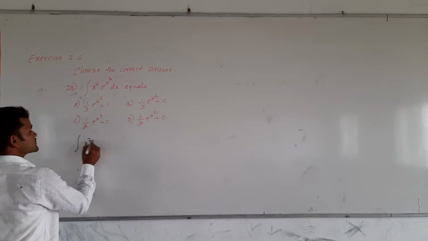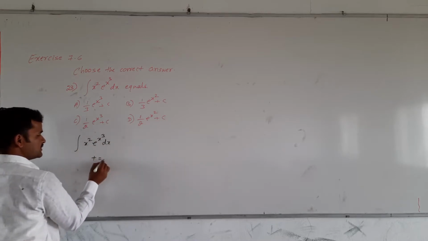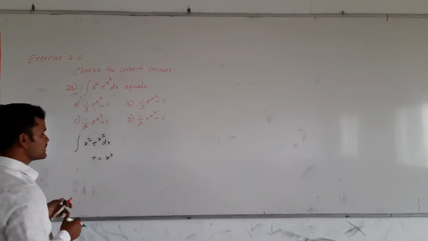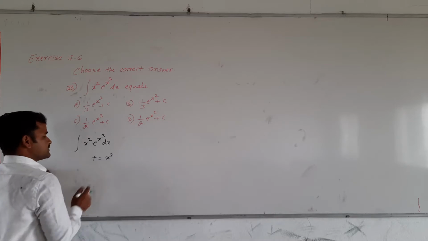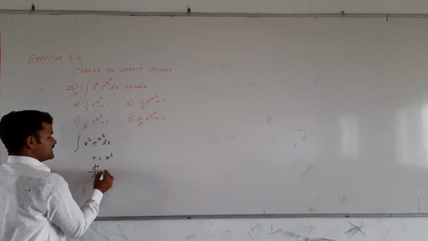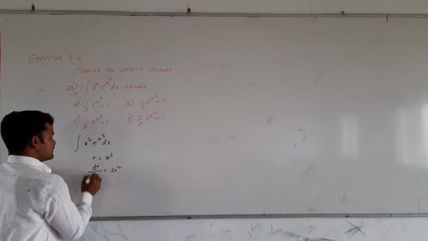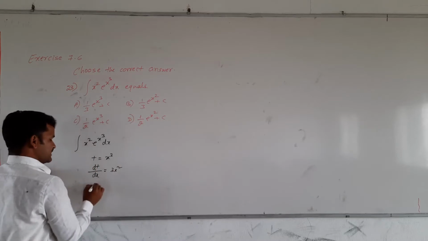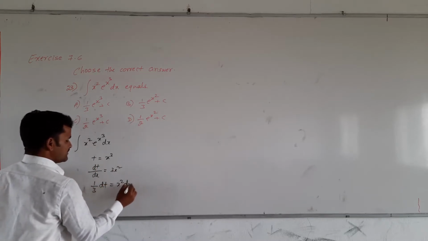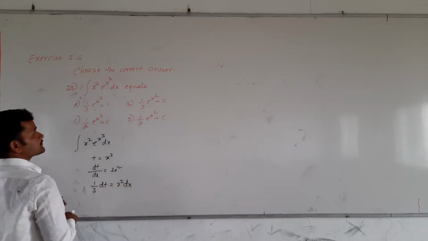Integration of x square into e raised to x cube into dx is there, no? Just you substitute t is equal to x cube here because its differentiation is x square. So substituting t is equal to x cube and differentiating with respect to x, we have dt by dx is equal to 3x square. Now here you see x square into dx, 1 by 3 into dt is equal to x square into dx.